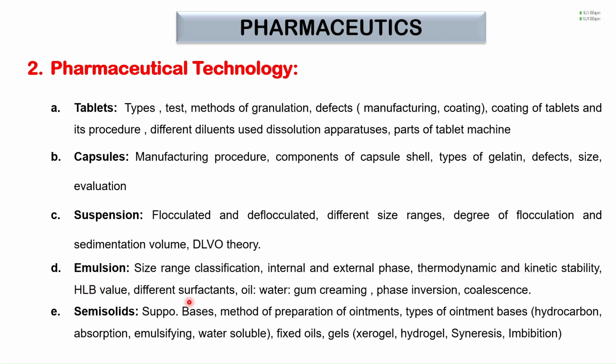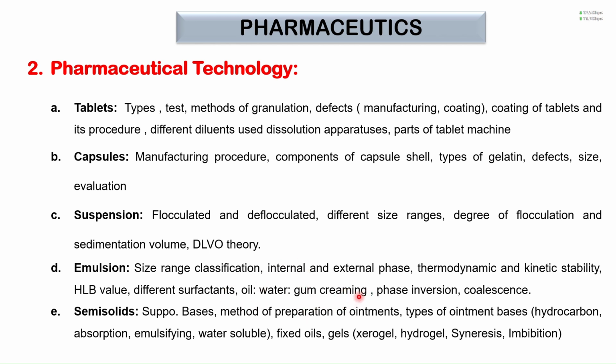Different HLB values, different surfactants used in emulsion, and the oil, water, and gum ratio. There is a chart. You can find it anywhere in which different ratios of oil are given in different methods, like fixed oil, mineral oil, volatile oil. You must remember that also.